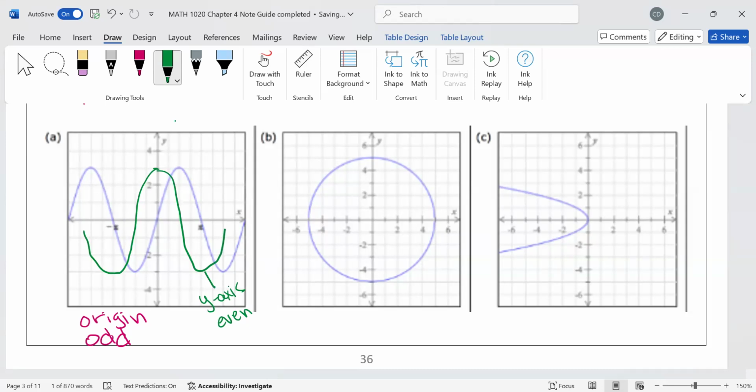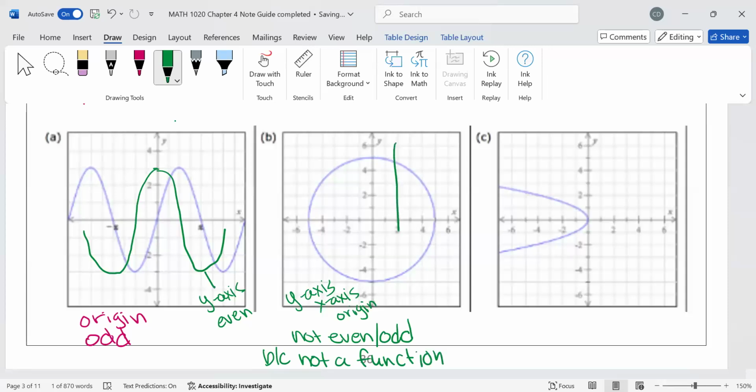So our circle, we said it was what? Y-axis, x-axis, origin. But it's not even or odd, because it's not a function. That's a multiple choice one. It's not a function. If you remember from chapter 1, it fails the vertical line test. It is not a function.